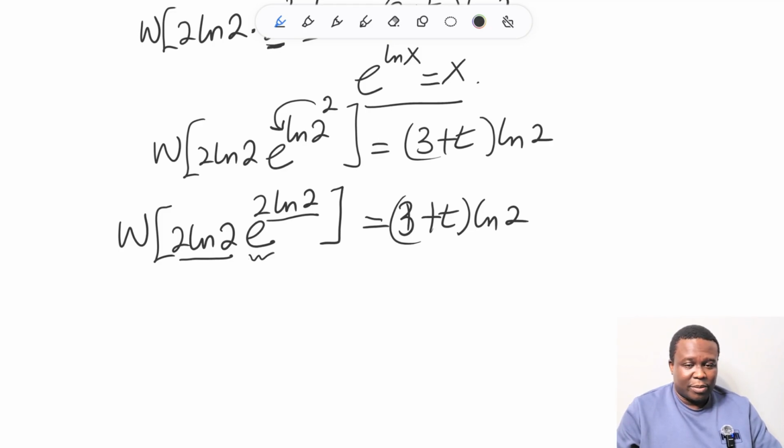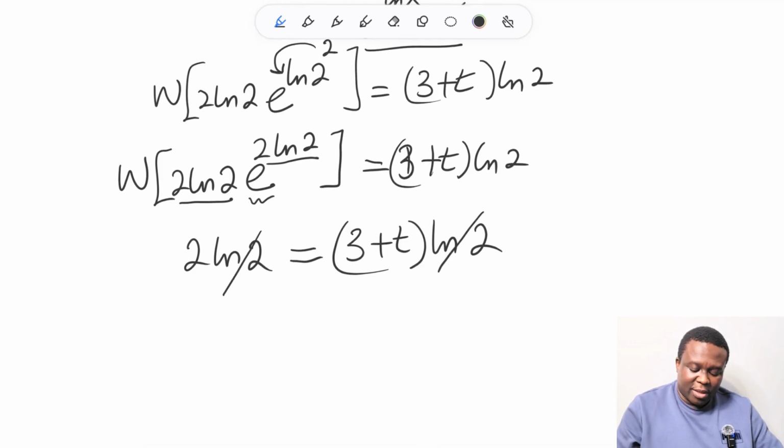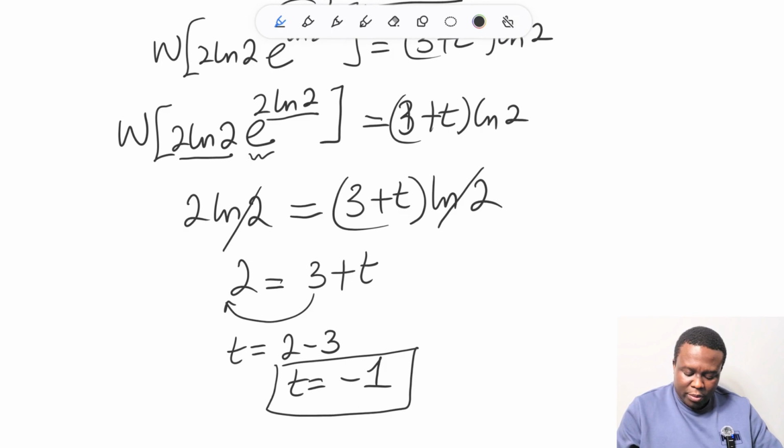Therefore, the left-hand side becomes 2 ln of 2 equals the right-hand side, which is 3 plus t ln of 2. Now we have ln of 2 on the left side, ln of 2 on the right side, and the ln of 2's can cancel out. And then what we have left is 2 equals 3 plus t. If 3 goes over to the left-hand side, it becomes 2 minus 3. t is equal to minus 1.